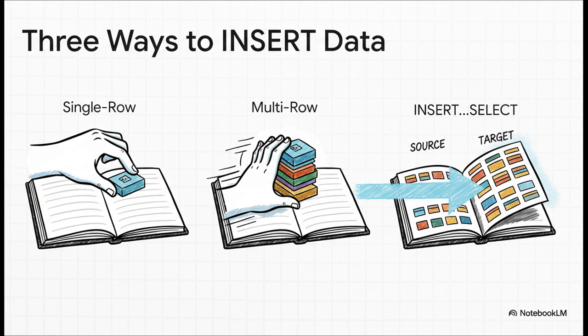Now, in the real world, you're rarely inserting data just one row at a time. That's not very efficient. The real power comes from things like multi-row inserts, which are just dramatically faster. Or my personal favorite, the insert select. This thing is so clever. It lets you run a query, maybe to find all your top customers, and then dunk those results directly into another table. It's kind of like photocopying pages from one notebook and pasting them right into another.